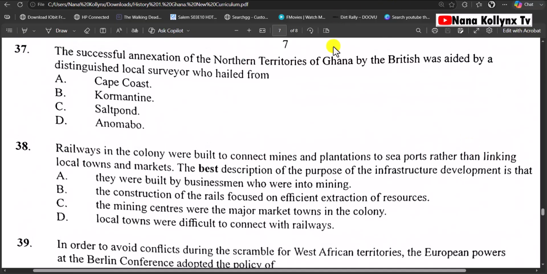Number 37. The successful annexation of the northern territories of Ghana by the British was aided by a distinguished local surveyor who hailed from. Number 38. Railways in the colony were built to connect mines and plantations to seaports rather than linking local towns and markets. The best description of the purpose of the infrastructure development is that.